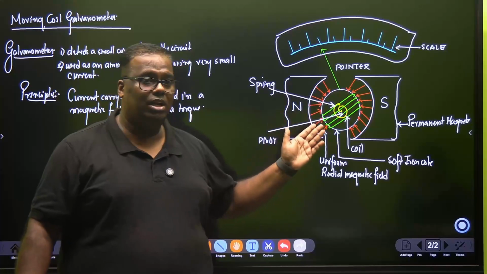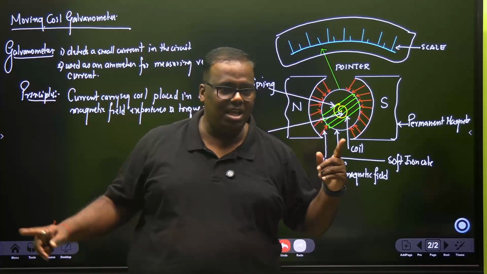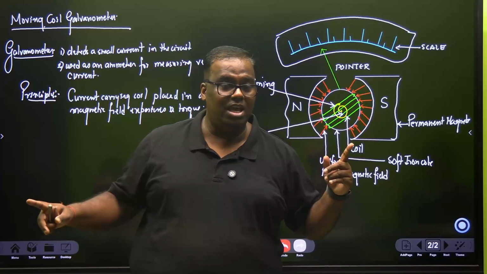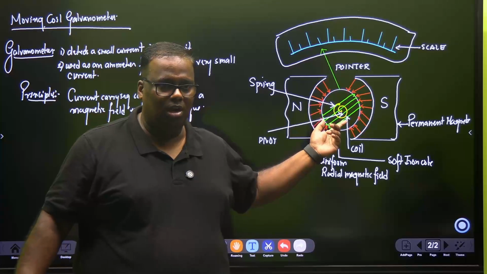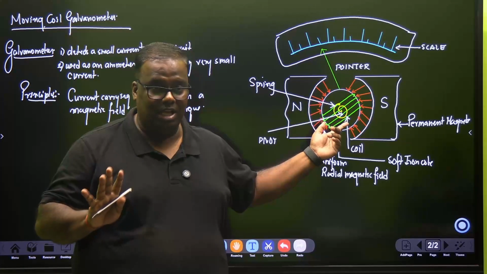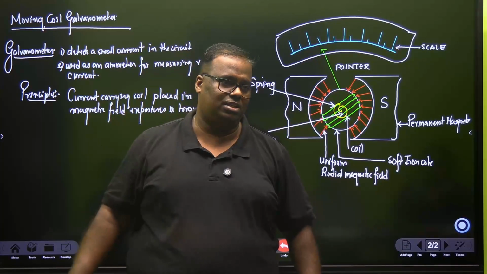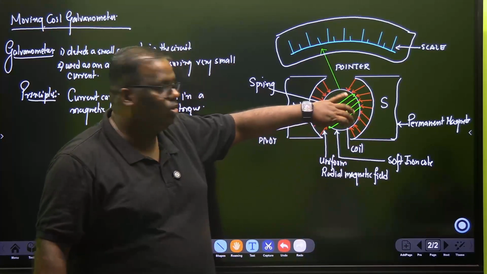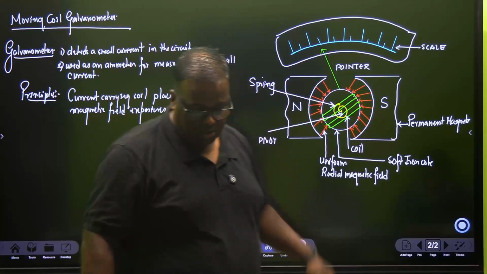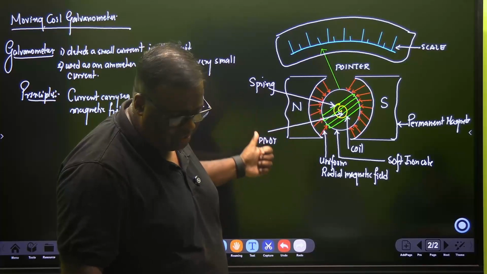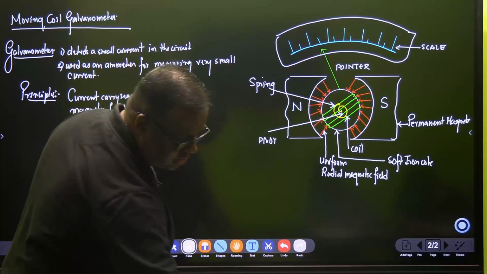A radial magnetic field ensures that the angle is always the same. The torque is NIAB, where A is the area vector of the coil. I is not a vector quantity, A is the vector quantity. A and B make 90 degrees always. Whichever orientation the coil is moving, the angle is always 90 degrees. Have you understood? So have you written the principle? Now write the construction. So let's write the construction.